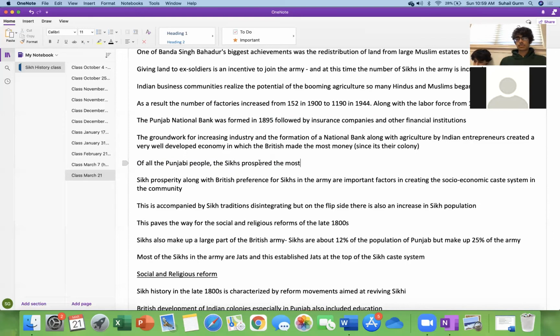Marshals are like the people that the British liked, and non-martial are like the people that the British hated. Yeah, that's pretty much it. It's not really like hated. It was like marshals are the ones who they wanted to recruit in the army.